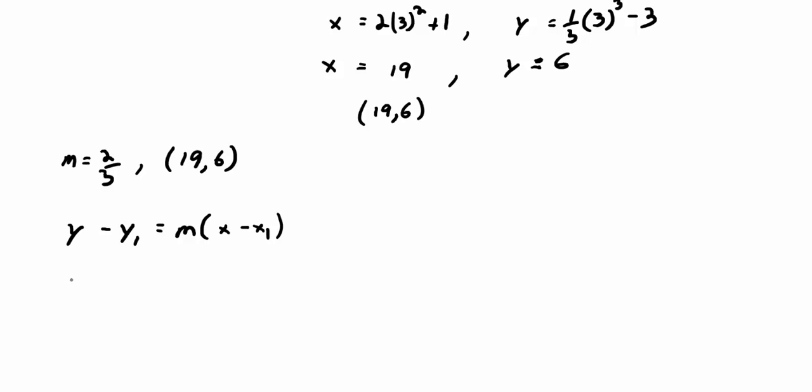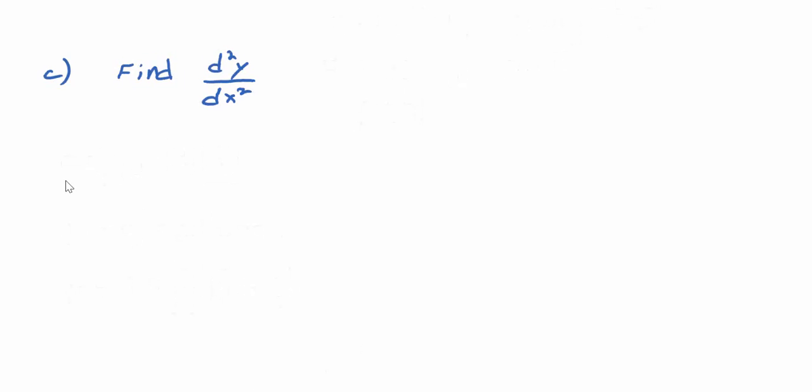Yeah? All right, plug and chug. What do you get? y minus 6 equals 2/3 times x minus 19. There we go. Okay, in part C, we're going to take the second derivative of y with respect to x.